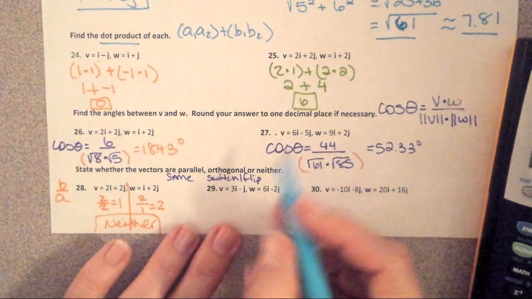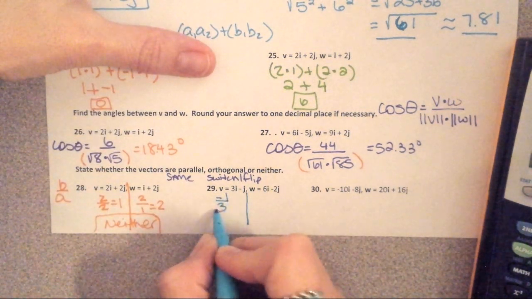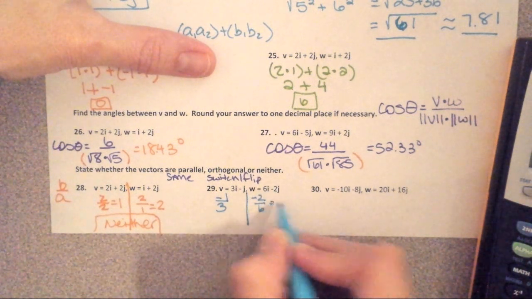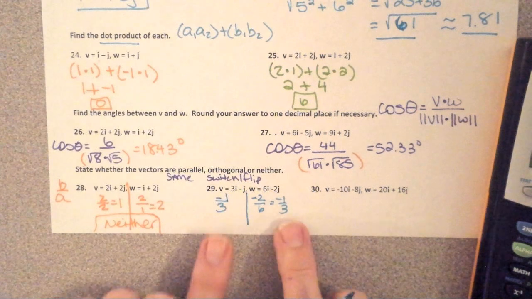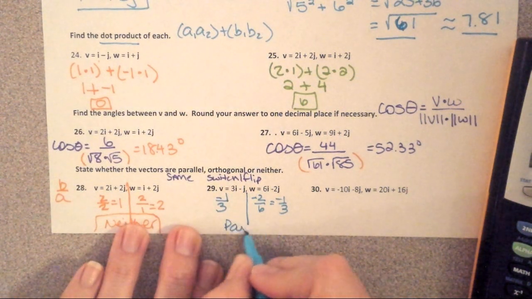Okay, let's go look at 29. I'm going to start off the same way. I'm going to put the B over the A. I'm going to do the same thing over here. The B over the A, which reduces. These two slopes have the same sign. They're the exact same fraction, so they're parallel.